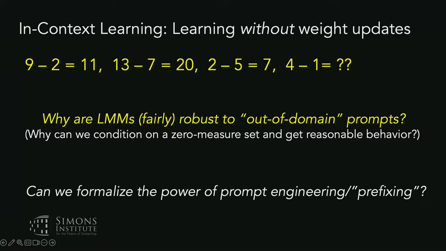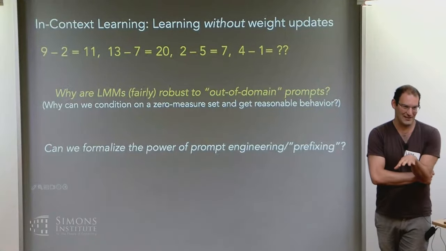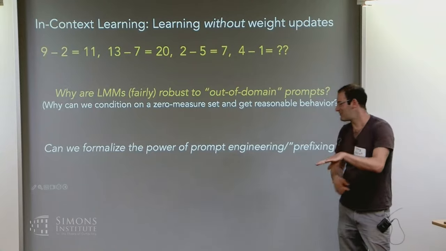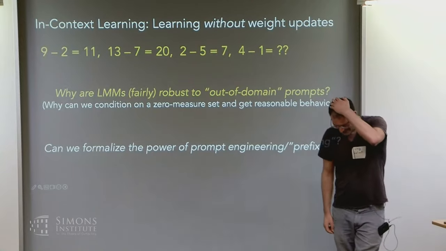It seems like prompt engineering, or adding clever prefixes even, can improve this sort of robustness. And maybe both from a theory as well as a soft theory standpoint, I think it's worth trying to formalize the power of prompt engineering. People tend to think of prompt engineering as just applying band-aids to slightly broken aspects of a language model, but I think it's a bit more fundamental than that. So maybe just to end with one comment.